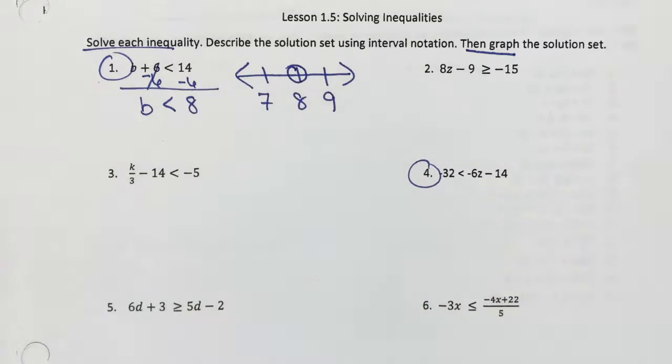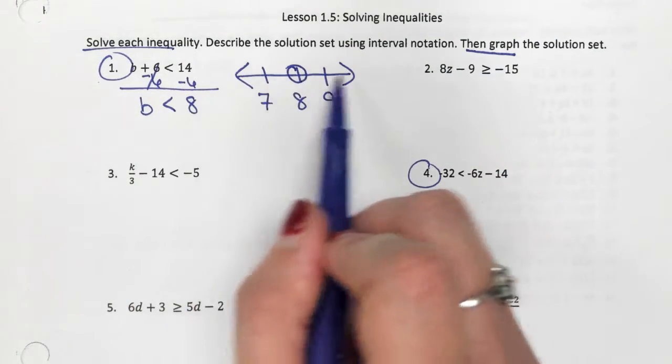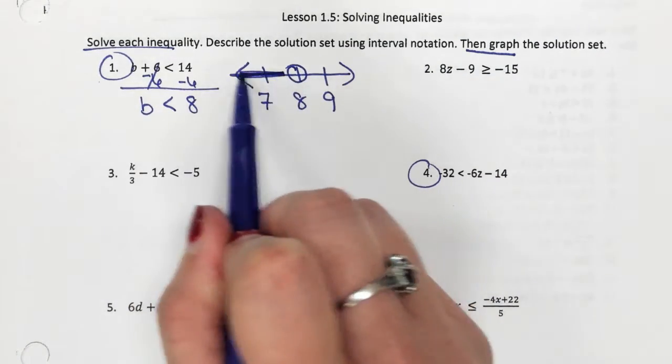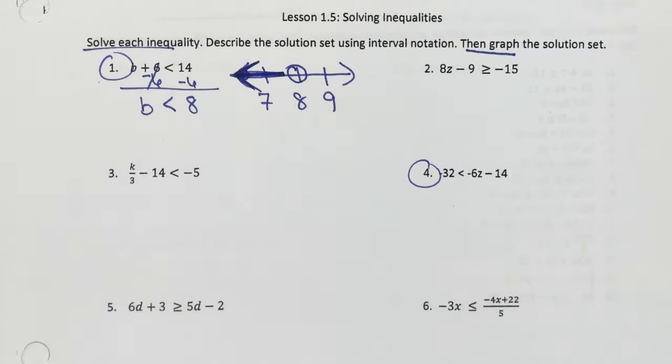Okay? All right, so then less than, where are all the values that are less than 8? Which way? To the left. Very good. So you're going to shade to the left.